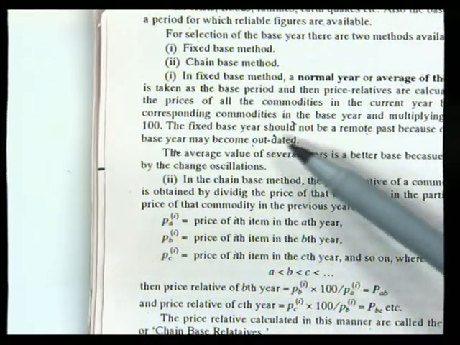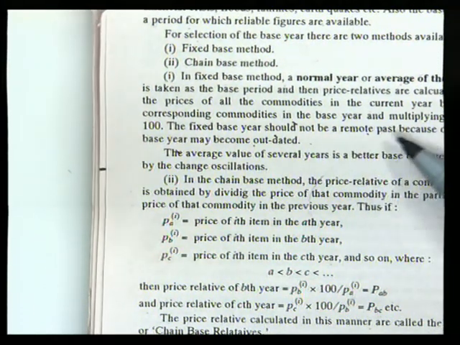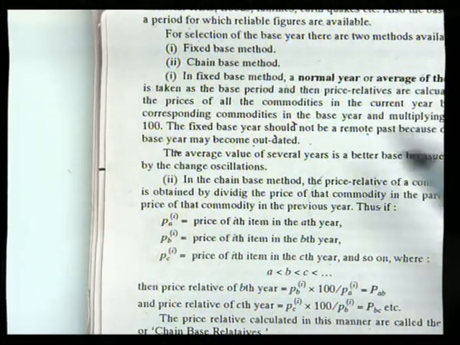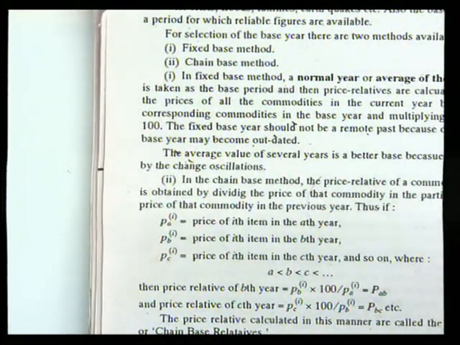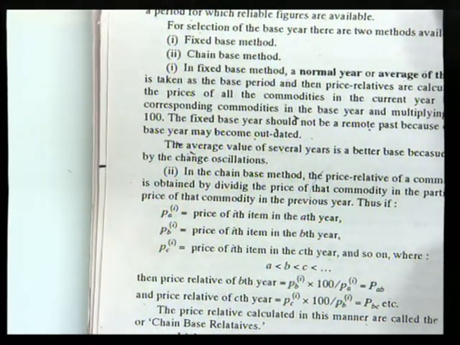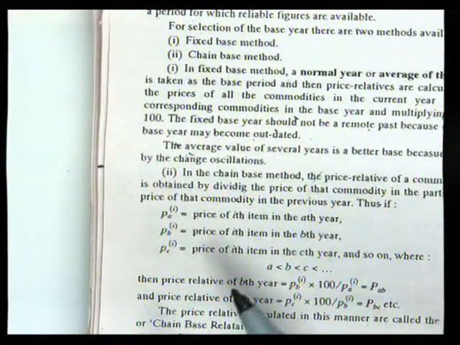The fixed base year should not be a remote past, okay, because over a long span a base year may become outdated. So it should not be too long and it should not be too short. What we mean to tell you is, the selection of base year should not be too far, or too short like a day. So it should be in a moderate format only. Next we see the chain base method.